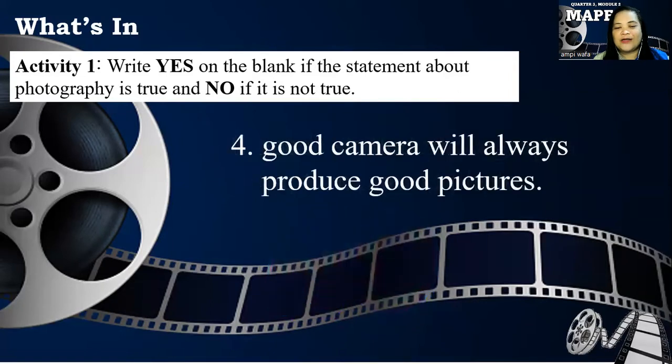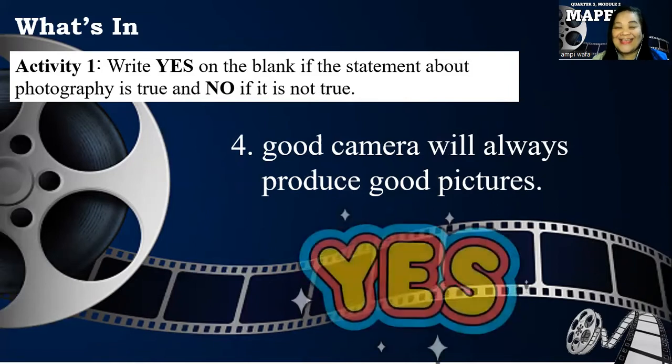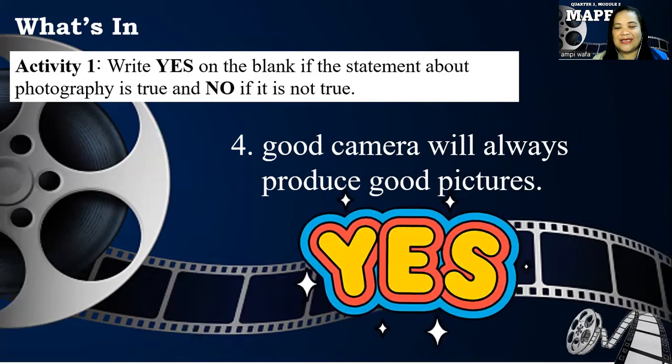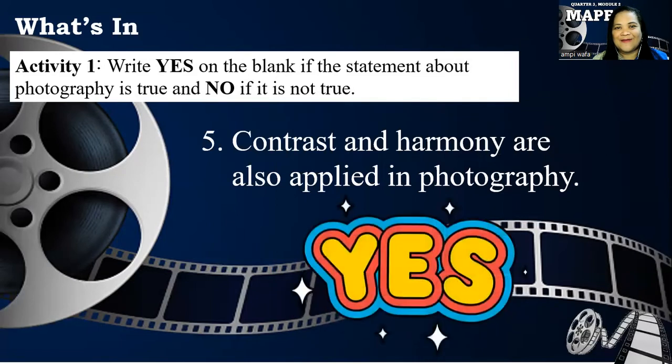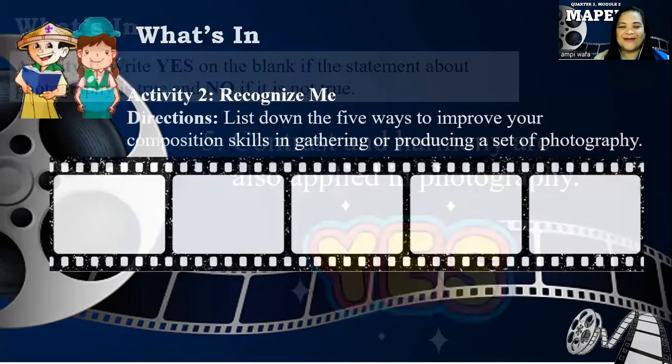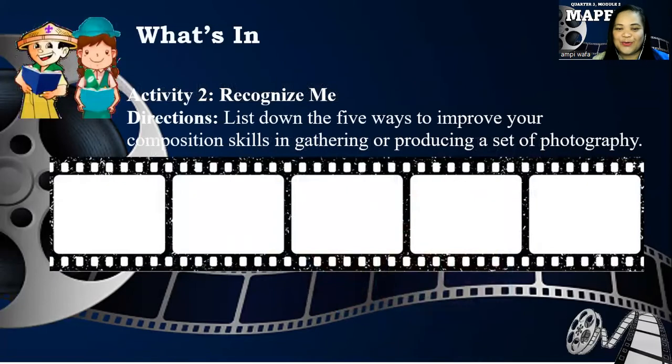And number 4, good camera will always produce good pictures. Yes or no? Again, you are correct. It's yes. And number 5, contrast and harmony are also applied in photography. Yes or no? Very good. It's yes. And we have the activity 2.